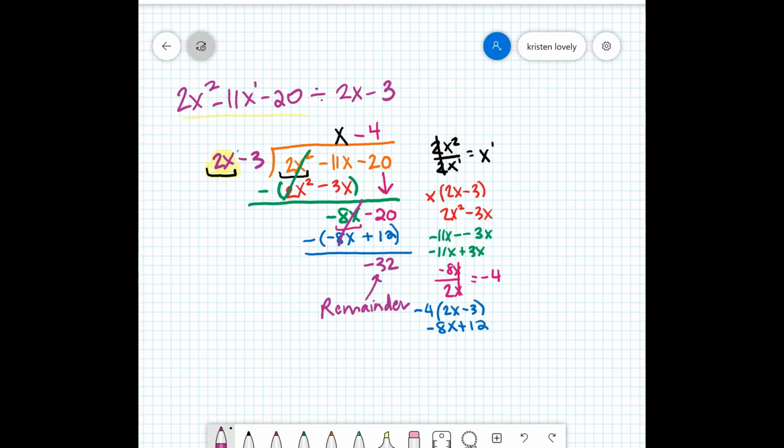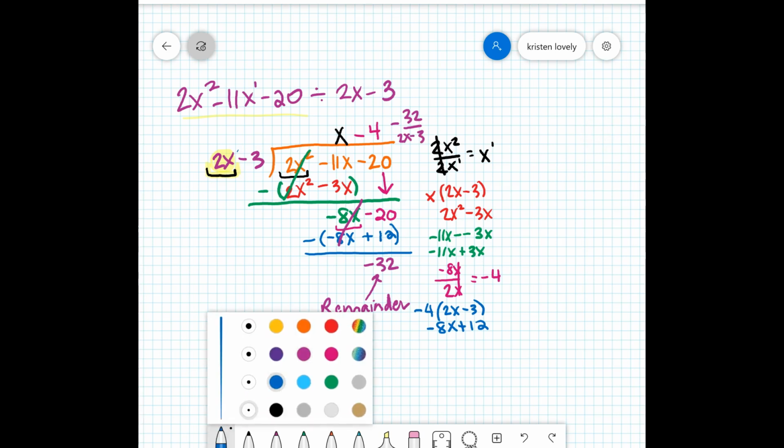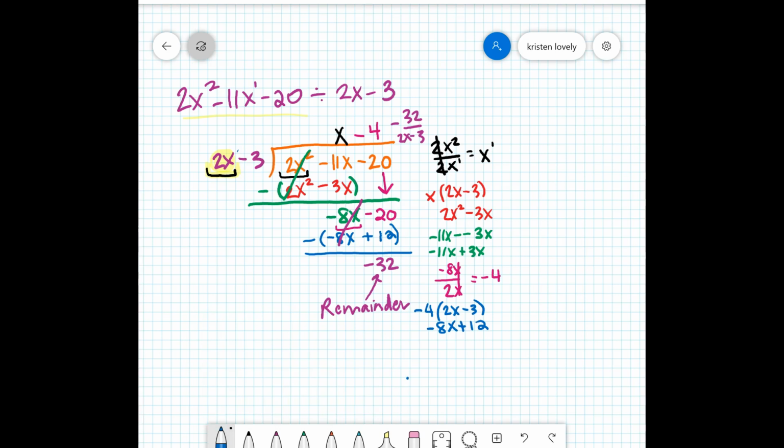Whenever we have a remainder, I keep the sign, and my remainder always is going to go over, I'm going to rewrite it as a fraction, over the number that I'm dividing by. So my final answer to this problem, when I divide these two polynomials, is x minus 4 minus 32 over 2x minus 3.